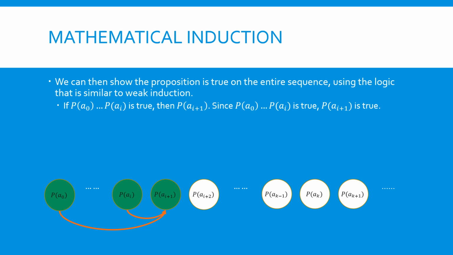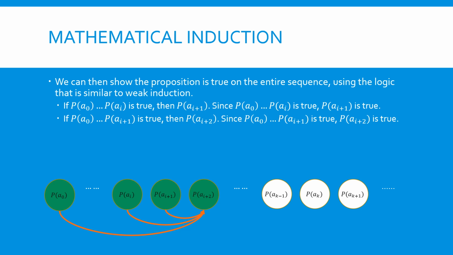Let's discuss the logic of strong math induction. Again, suppose we have shown that P(Ak+1) is true when P(A0) all the way through P(Ak) are all true for k larger than or equal to i. Meanwhile, recall that in the base step, we have shown that P(A0) all the way through P(Ai) are all true. Together, we can show that P(Ai+1) is true. Similarly, we can show P(Ai+2) is true, since we know P(A0) all the way through P(Ai+1) are all true.